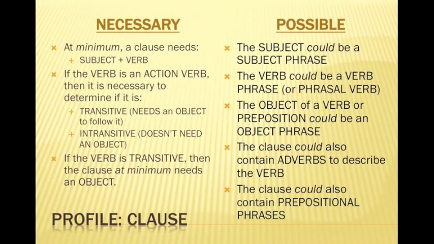So again, let's be clear. We're trying to define the difference between what is necessary and what is possible. So again, what is necessary is to follow these three ideas. Subject and verb. If the verb needs an object, then this clause is going to need more. It's going to need an object. On the right side, we could add lots of things that are possible, but perhaps aren't necessary to the grammatical idea of the sentence.